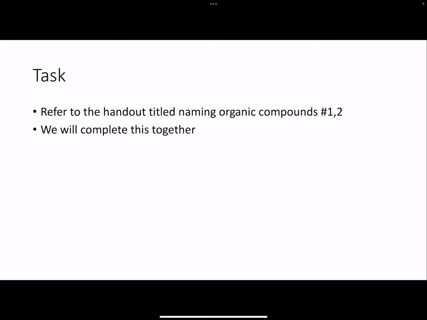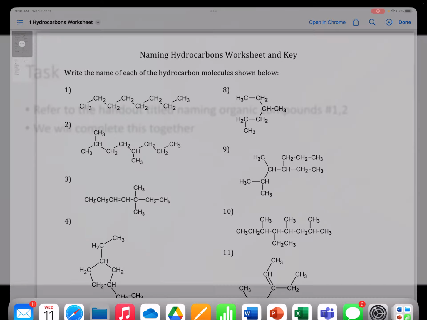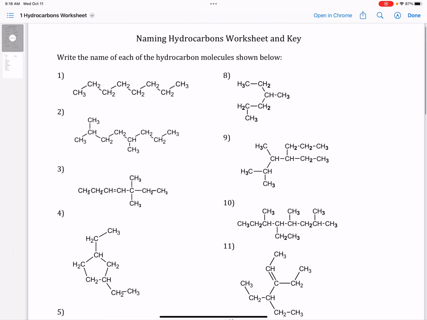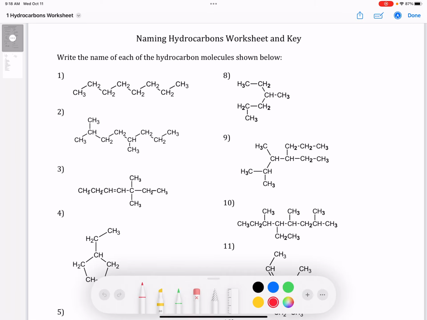So we're going to go to the handout. Okay, this is naming organic hydrocarbons. And what we'd like to do with this is just get comfortable identifying some molecules. So I'll go through a few here. Right, when we see an organic molecule, the first thing we have to do is identify the longest chain of carbons. Okay, so I'll start off that with a highlighter.